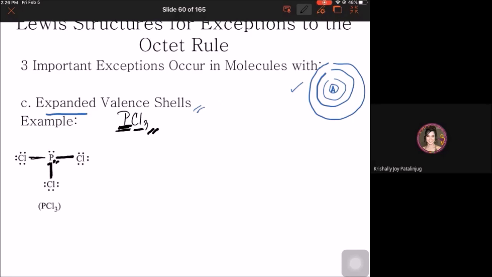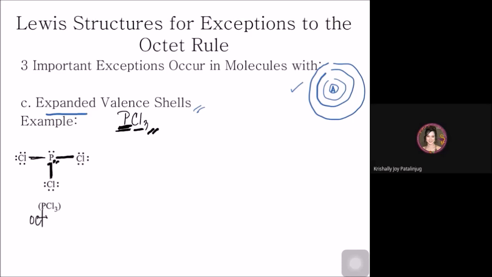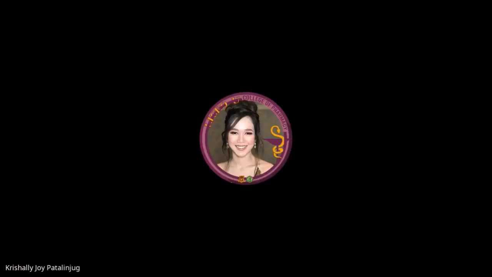And okay naman, na-attain niya yung octet. Yung phosphorus has an octet. Phosphorus trichloride ba? Dito. Okay? Yung phosphorus sa phosphorus trichloride, it has attained the octet.